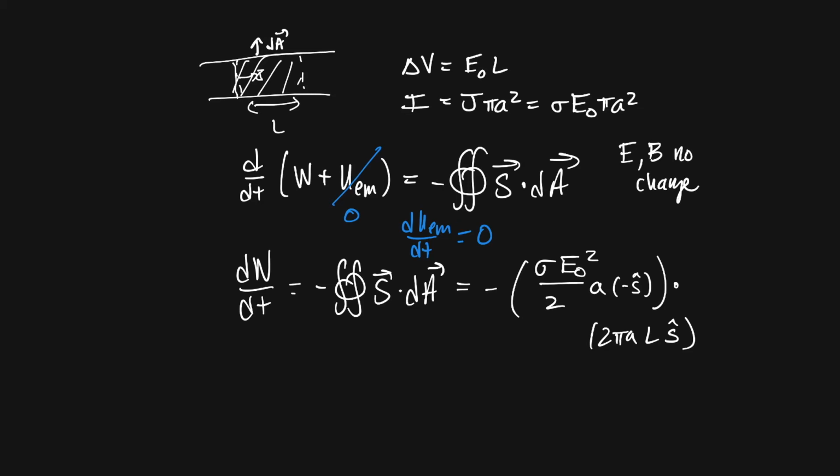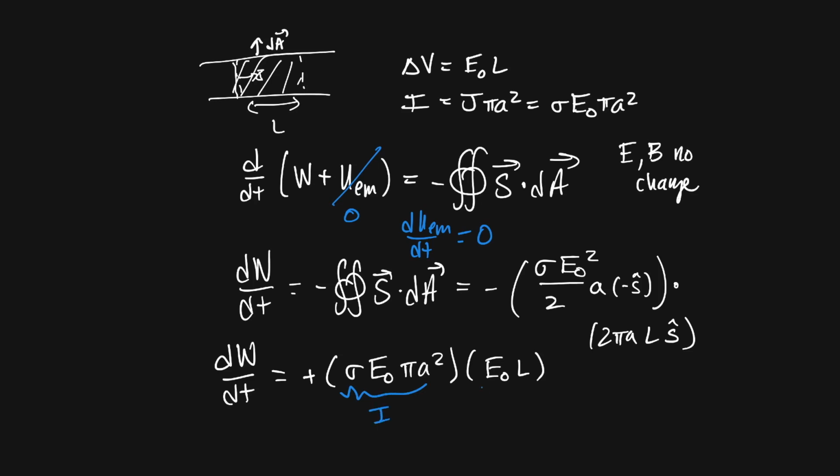And so taking that all together, the time rate of change of the mechanical energy associated with the charges is going to be plus sigma E0 times pi a squared times E0 L. That just cleans up. So what we did was sort of group terms in a thoughtful way. This right here is the current. This right here is the potential difference across that region. And this is the power. It's the rate of change of the mechanical energy associated with charges.